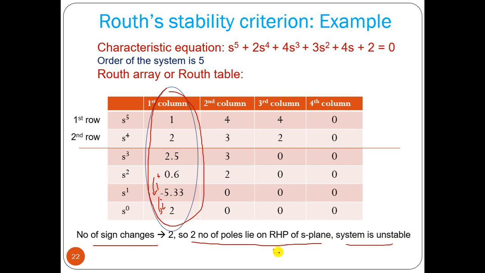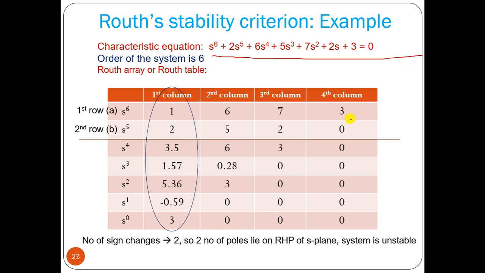Then the question is how many poles are there on the left half plane? That will be 3, because the order is 5. So 5 poles or 5 roots should be there. 2 lie on the right half plane, so 3 should lie on the left half plane. Okay, as we have two poles on the right half plane, the system is unstable. So this is one of the examples.